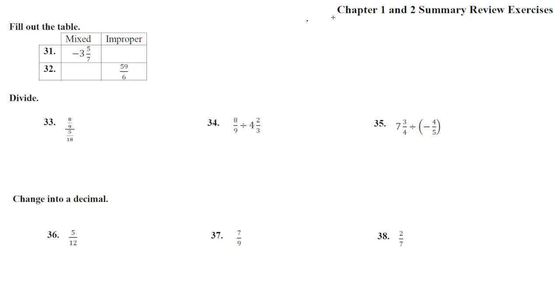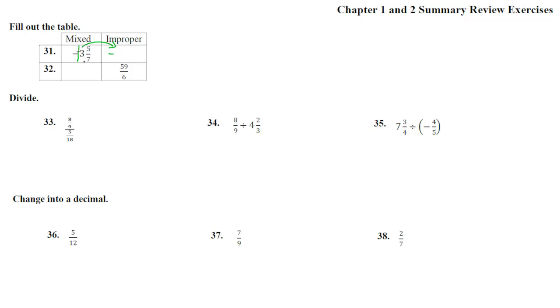Here we are in Chapter 1 and 2 Summary Review Exercises, numbers 31 through 38. It says fill out the table, mixed to improper. So here we're going to change this to an improper fraction. Now remember that the negative stays off while we're doing it, because it'll be a negative answer.